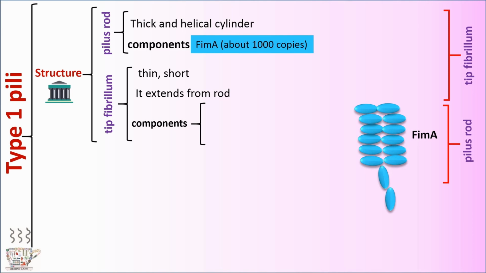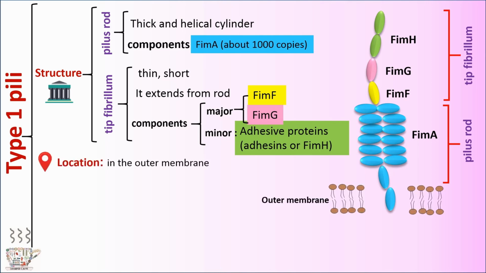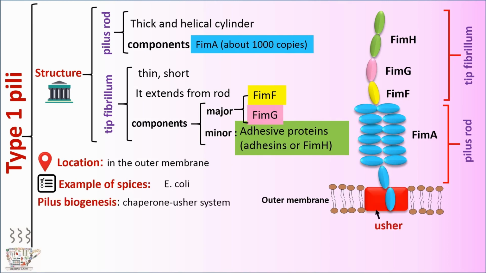Its components are major and minor. Major components are FimF and FimG. Minor components are adhesive proteins or adhesins or FimH. They are located in the outer membrane. Example of a species is E. coli. Type 1 pilus biogenesis is by the Chaperone-usher system.